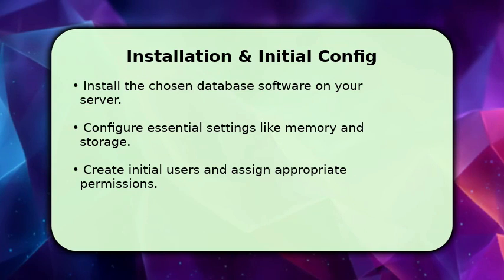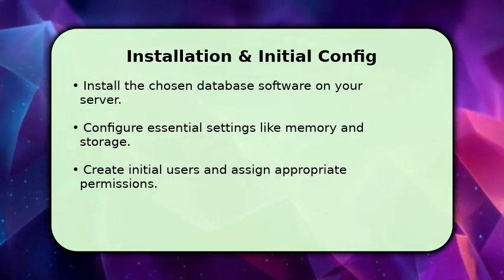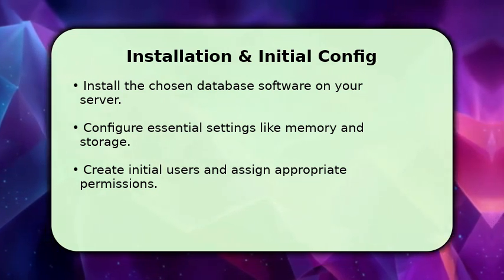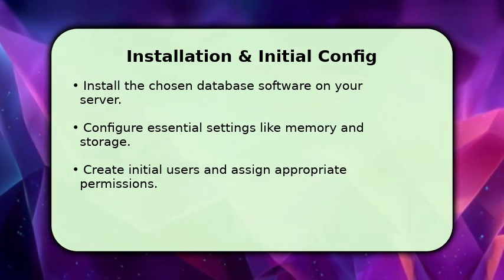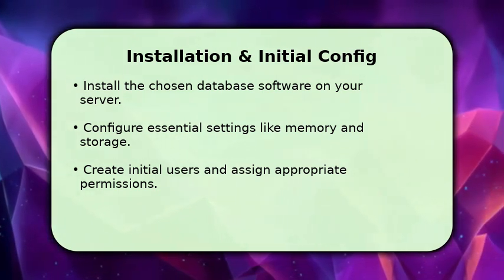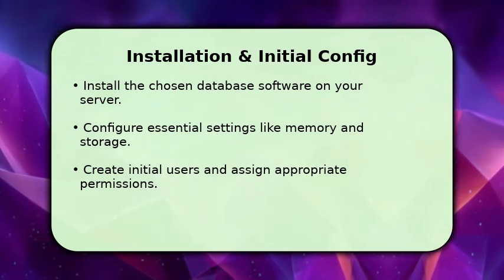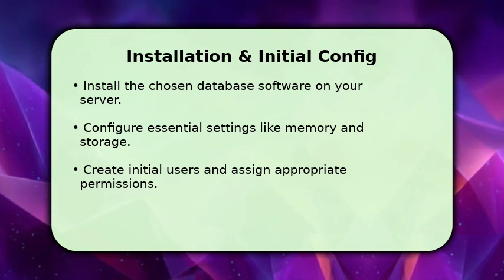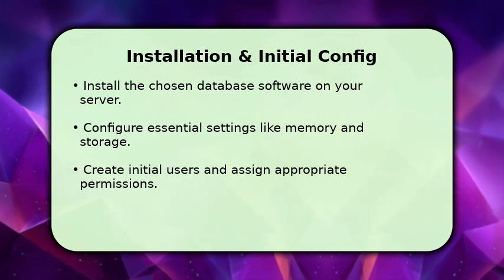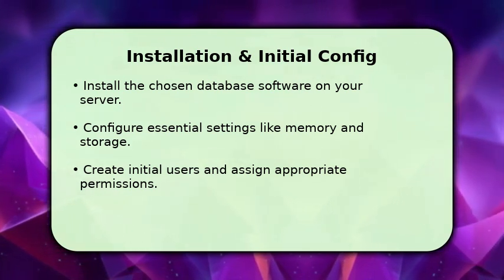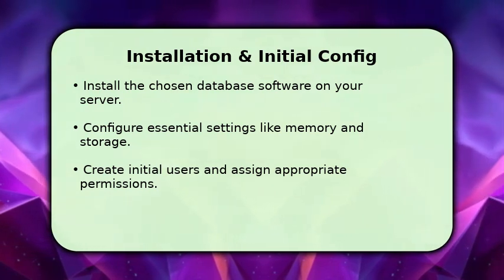Once you've made your choice, install the database software on your designated server. This could be a physical machine, a virtual machine, or a cloud instance. During installation, you'll configure critical settings such as memory allocation, perhaps 8 gigabytes, and storage paths. Create initial user accounts with strong passwords and grant them only the necessary privileges. Finally, configure network access and firewall rules to ensure secure communication, typically on port 3306 for MySQL.